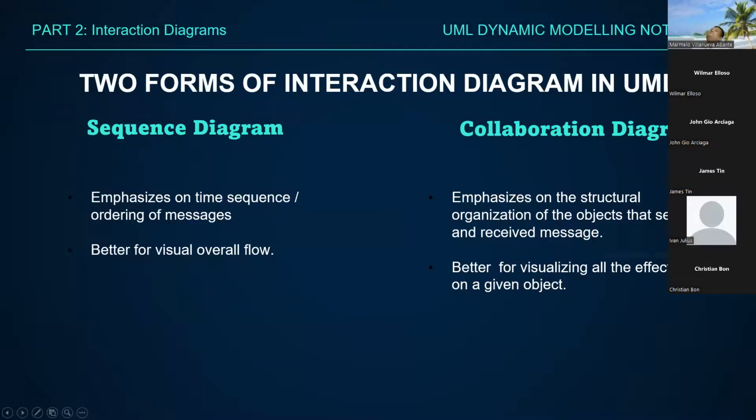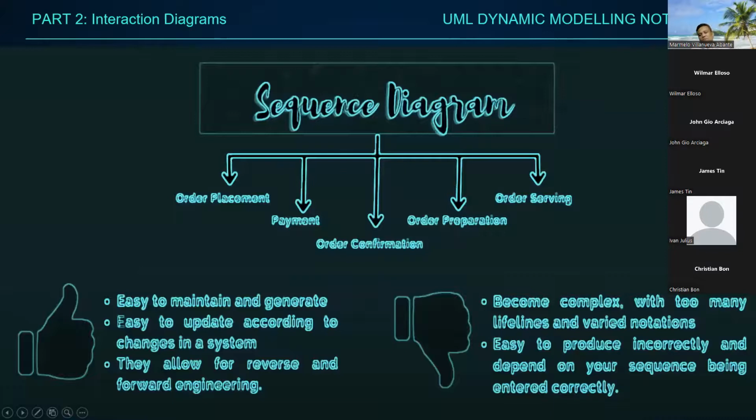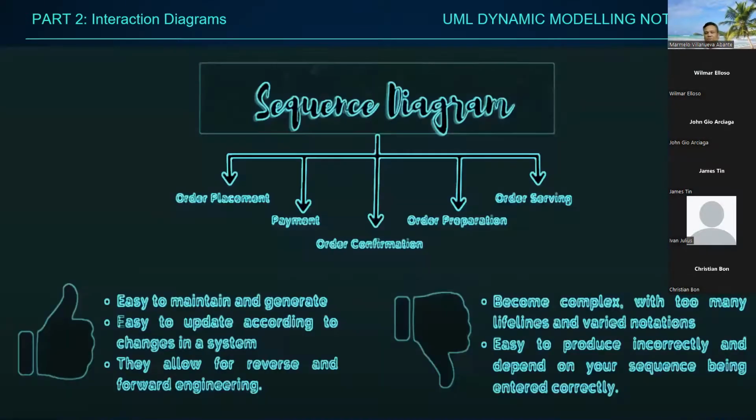So there are two kinds of interaction diagrams. I mean sequence diagrams. So let's talk about sequence diagrams. Sequence diagrams revolve around 5 main elements: order placement, payment, order confirmation, order preparation, and order serving. If the sequence of events changes, it can cause delays or probably a system crash. So it's important to select the notation that matches the particular sequence within the diagram.